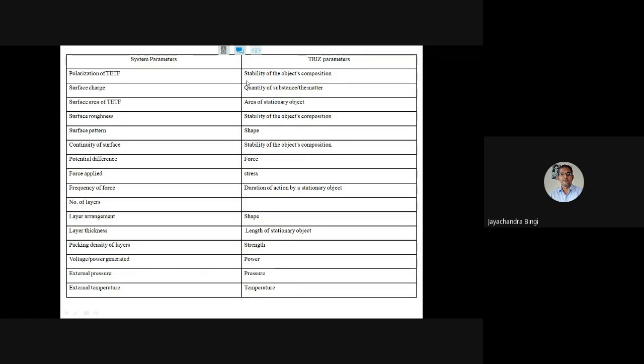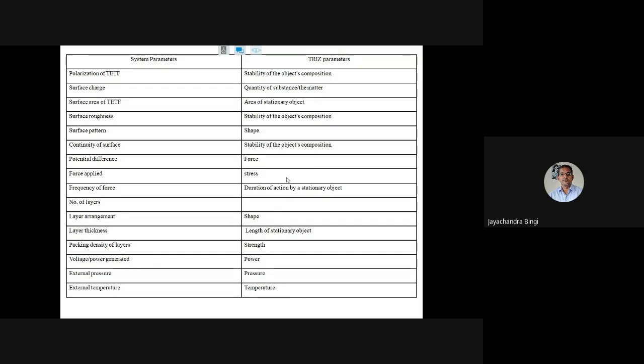Can somebody tell? Force is 10. And stability is 13. So which cell do you have to see in the contradiction matrix? Wherever force is, identify it on the y-axis, that is the improving feature, force. The worsening feature is stability. So where is stability?